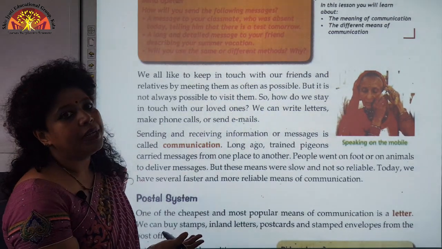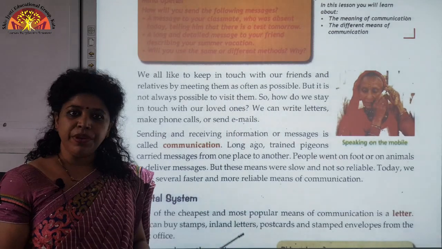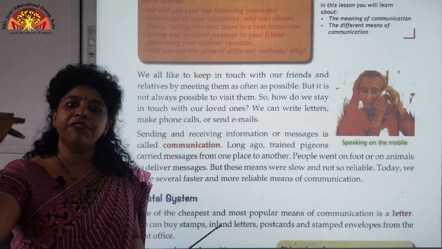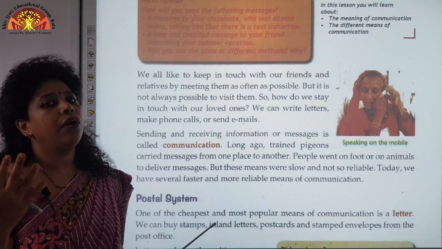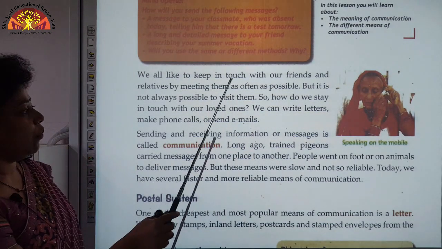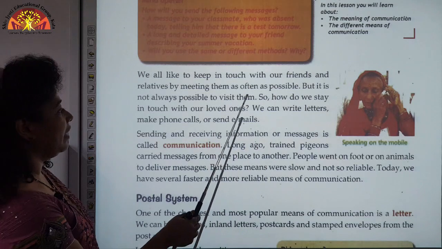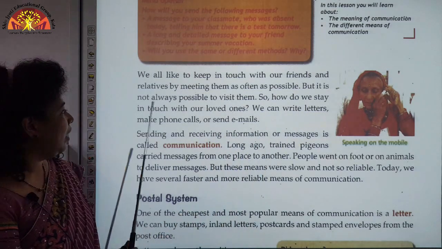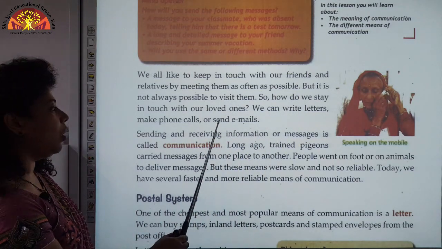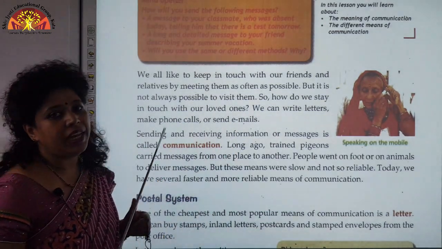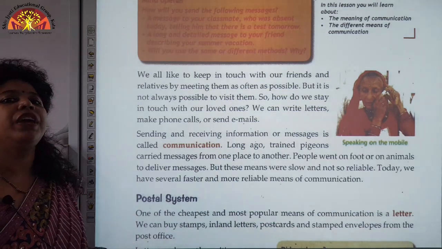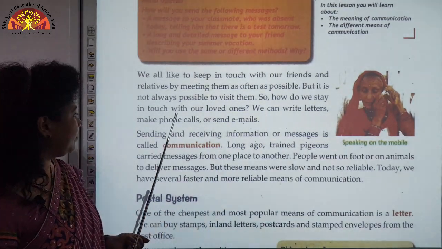So this chapter deals with how you communicate with people who live far away from you, in another city, a state or a country. So how do we communicate with them? We can write letters, make phone calls or send emails. These are the different ways of communicating with people whom we cannot meet often.